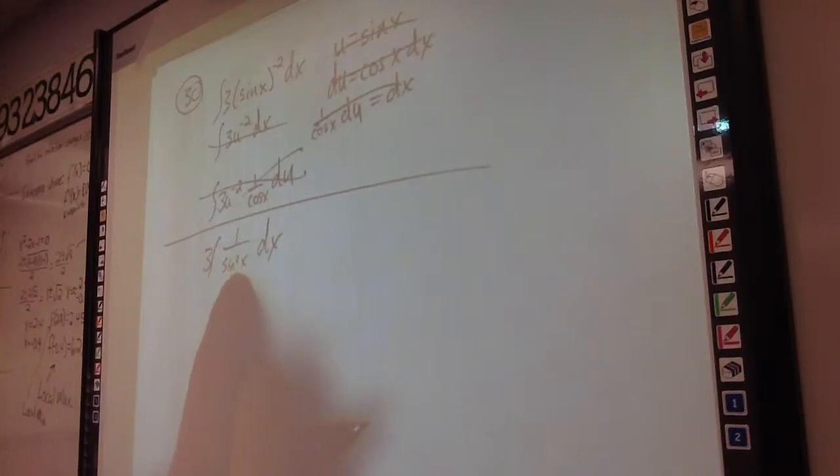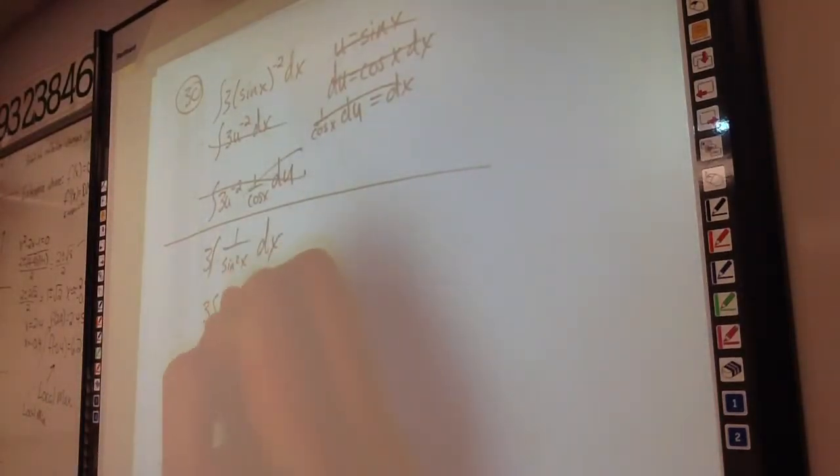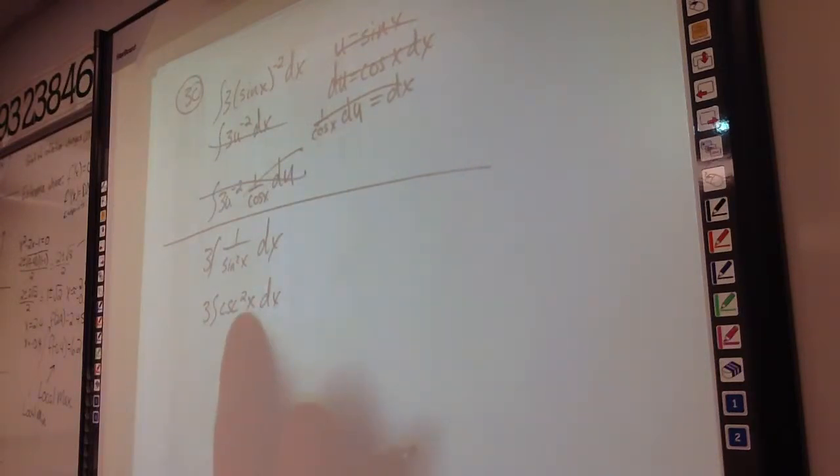Well, 1 over sine squared of x, you know that, don't you? Excuse me, you don't know that. It's the same as cosecant squared of x. Why? Because that's what it is. Is it 1 over sine, cosecant? Like 1 over cosine, secant. Remember those?